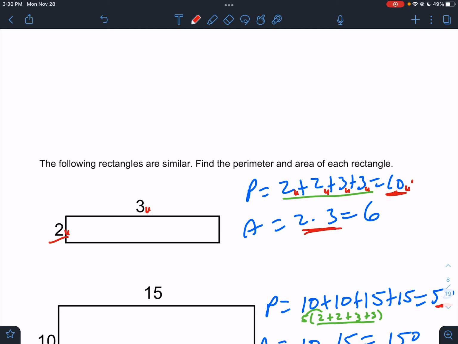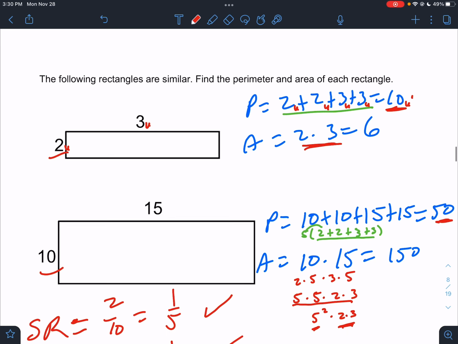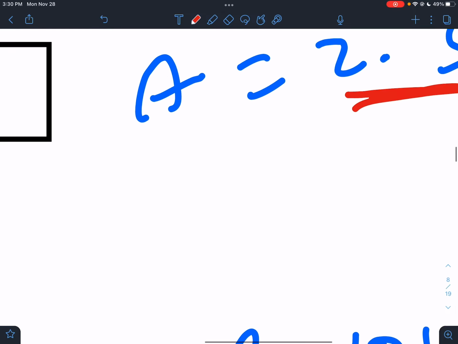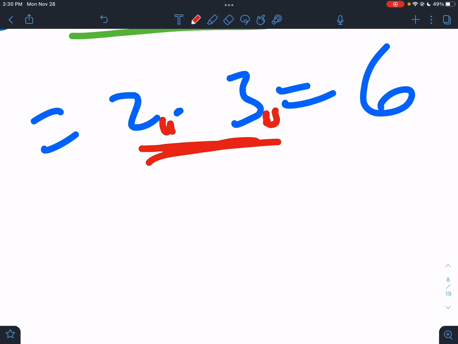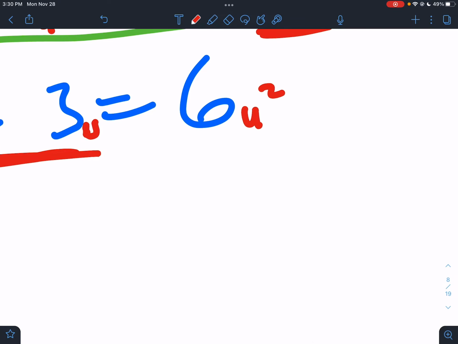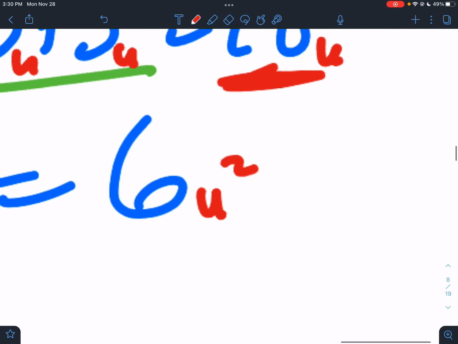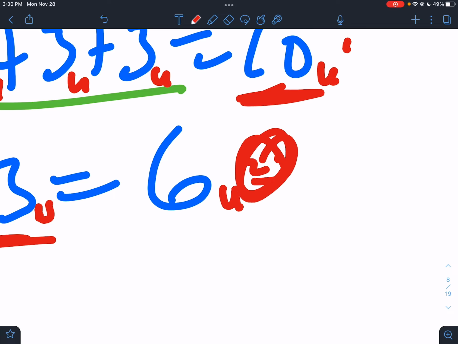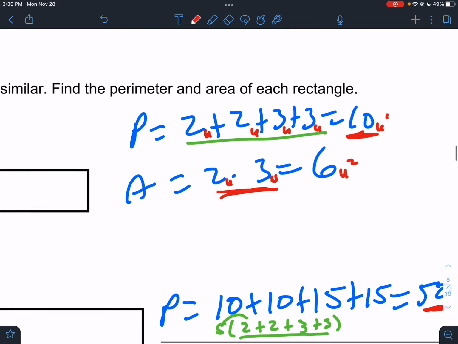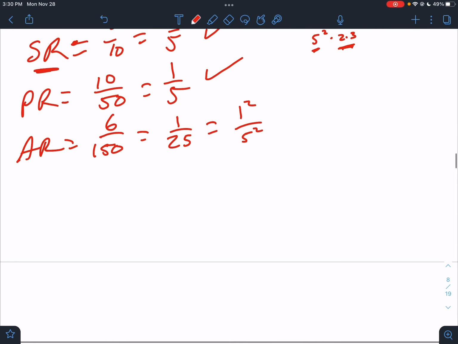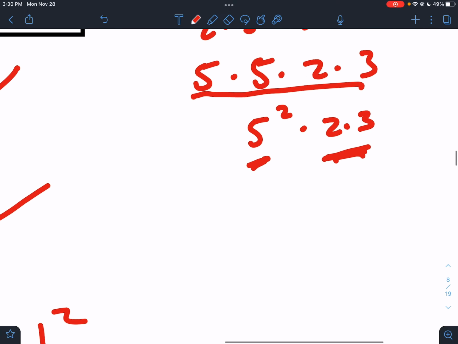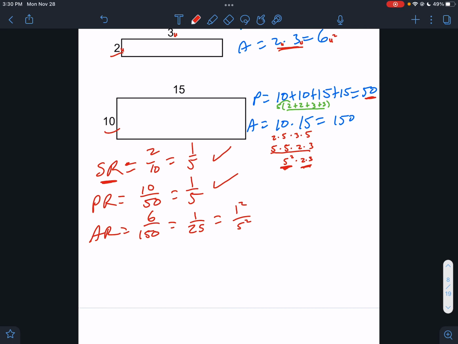It is length. But what about area? Area would be like 2u times 3u. That would be 6 units squared. That is two-dimensional. Area is a two-dimensional measurement, whereas perimeter is a one-dimensional measurement. So if you're solving for area, you have to use a two-dimensional ratio. In order to make it 2 dimensions, you have to square the ratio or the scale factor. It's got to be squared.